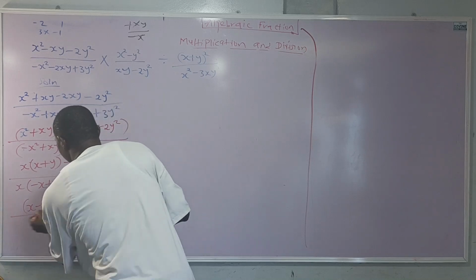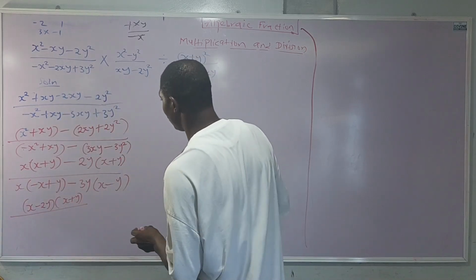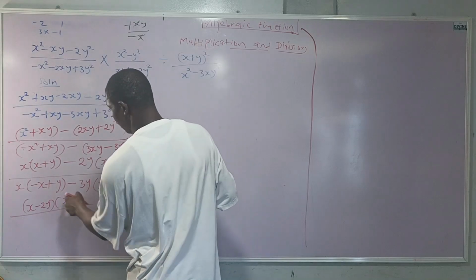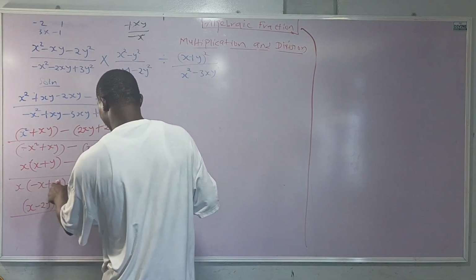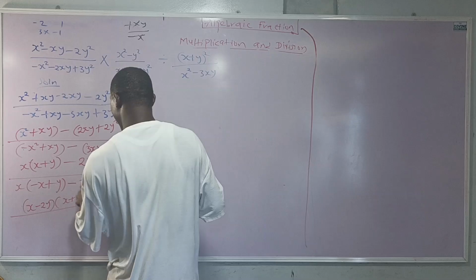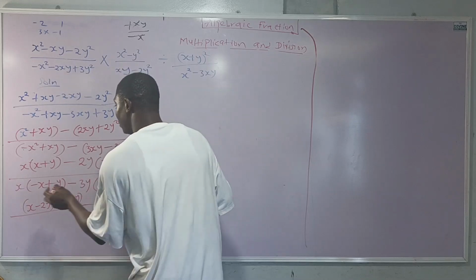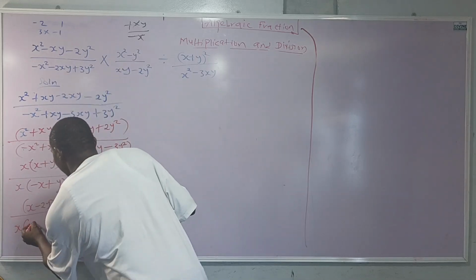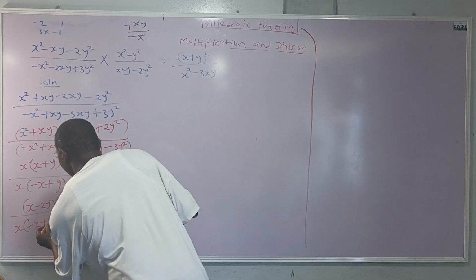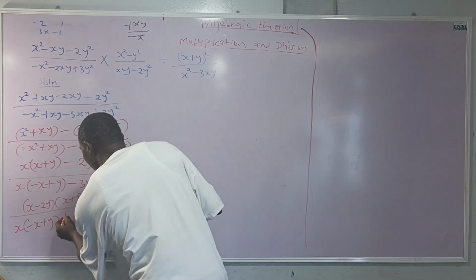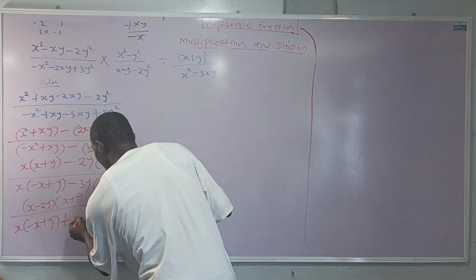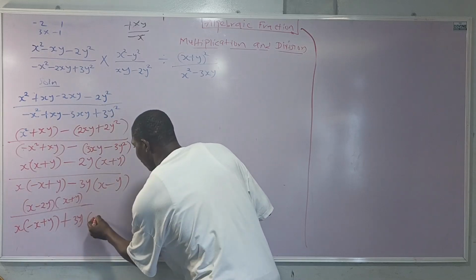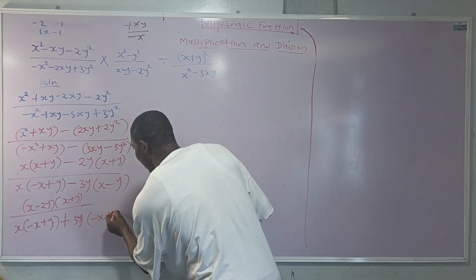y. But I can see that at this denominator, this is negative x, this is positive x, this is positive y, this is negative what? y. So I can say x bracket negative x plus y. I can change it to what? Positive. And I'll change the entire sign in the bracket. Here becomes negative x and here becomes positive y.